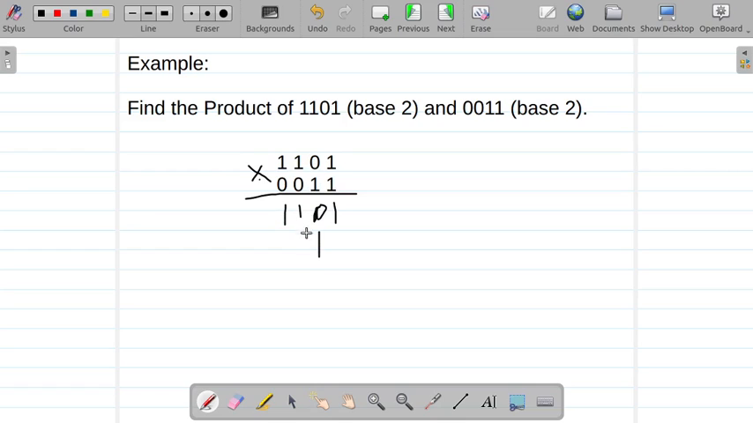1 multiplied by 0 is 0. 1 multiplied by 1, 1. 1 multiplied by 1, 1.